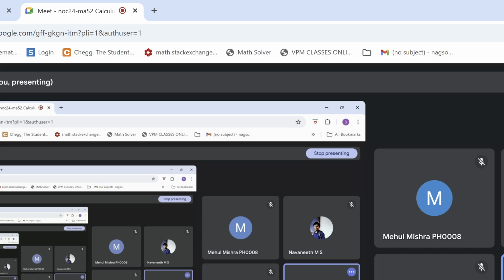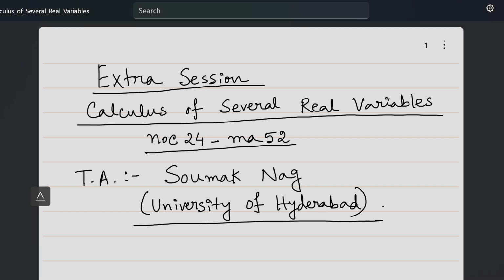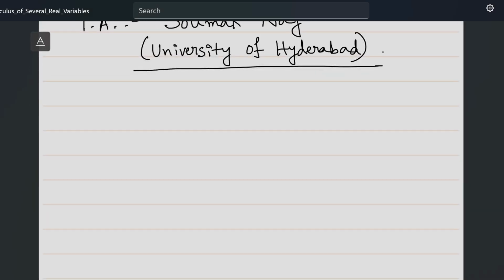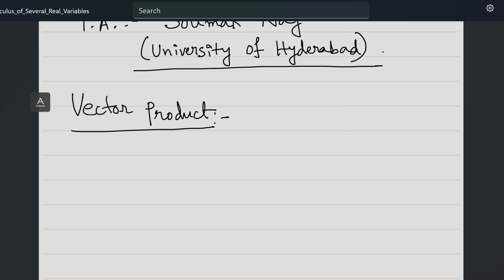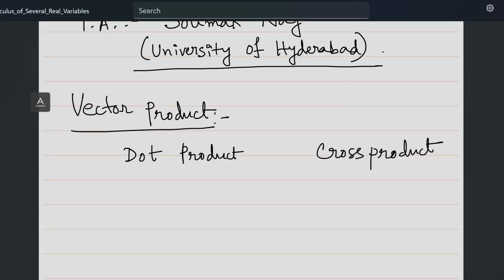Okay, so today I will just give you some tricks or techniques on how to solve problems, or I will recapitulate whatever I did. So first I will start with vector product. There are two types of product, right? Dot product and cross product.